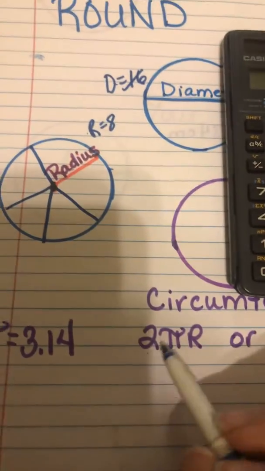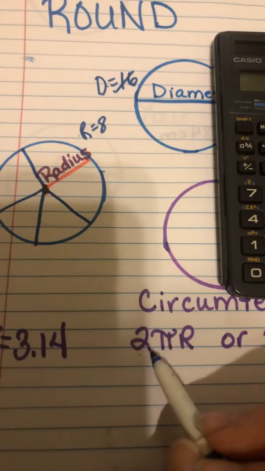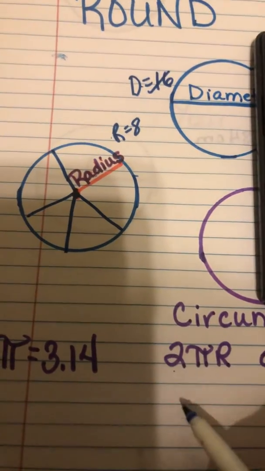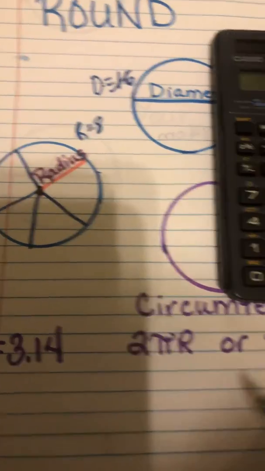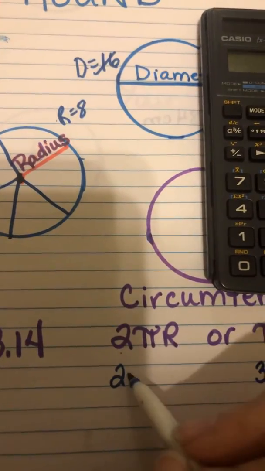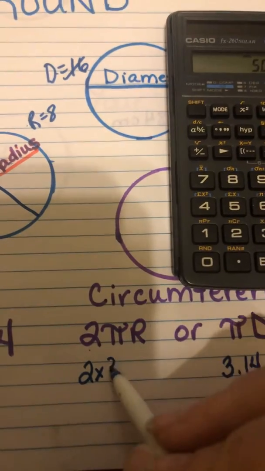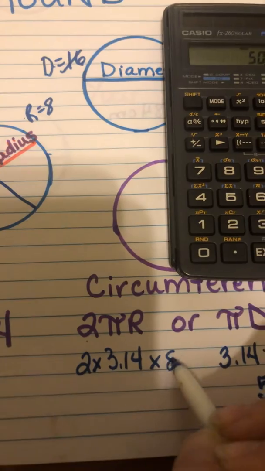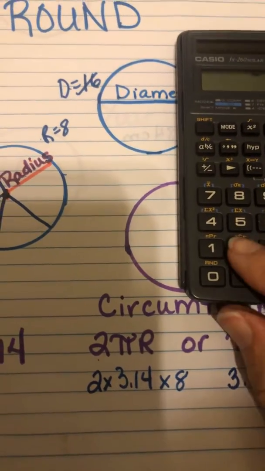Now, remember we said if the diameter was 16, the radius is 8. Well, let's do the same formula, the same circle with the radius of 8, but let's use this formula where we know the radius instead of the diameter. So if we come here, we're going to say 2 times 3.14 times, we said the radius was 8.